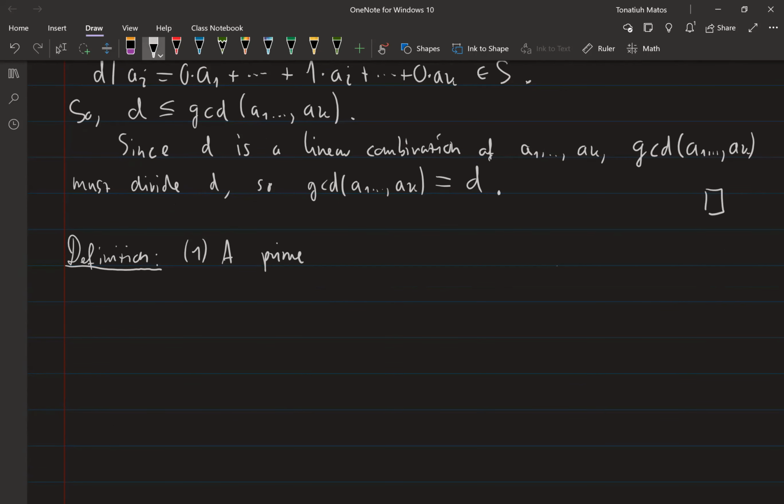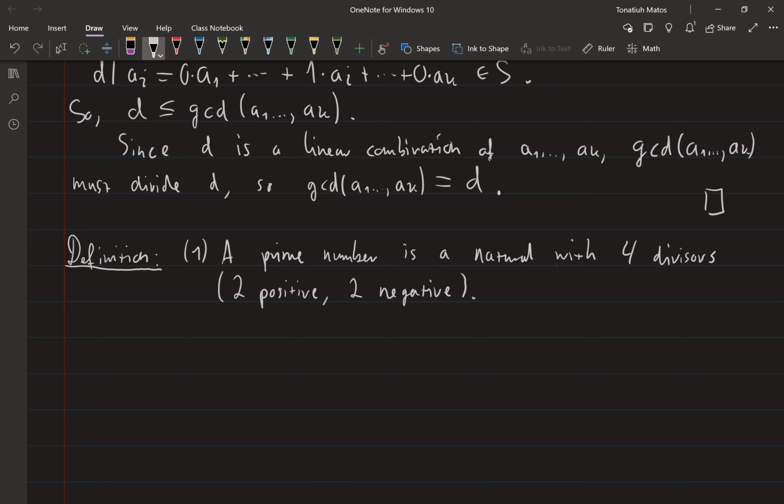So a prime, or a prime number, is a natural with precisely 4 divisors, right? Maybe I should add 2 positive and 2 negative. Right, so that's how we define prime number. How many divisors does the number 1 have? Well, it just has 1 and minus 1. It has 2 divisors, not 4. So 1 is not prime, okay?